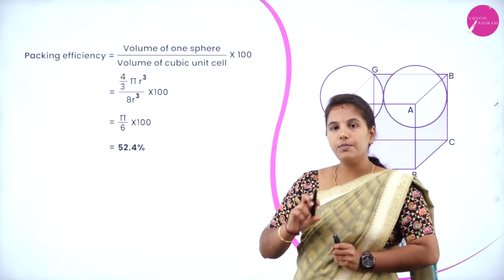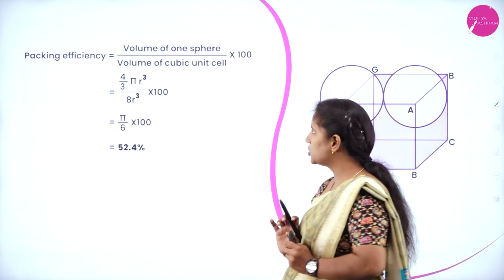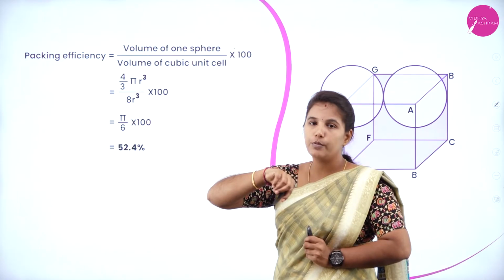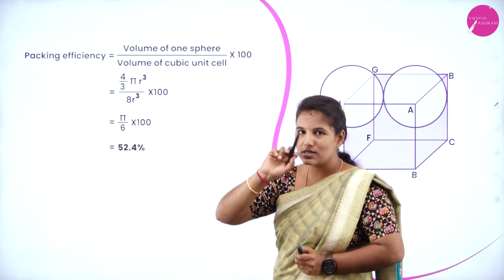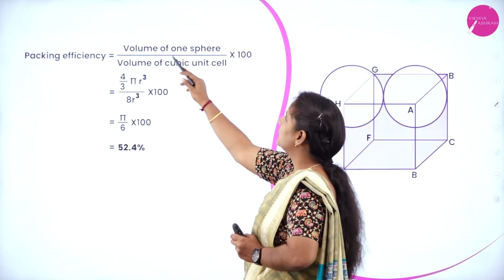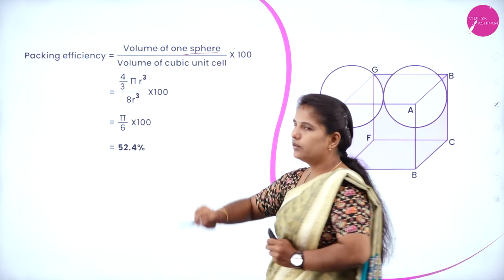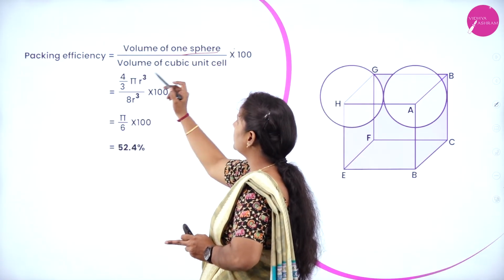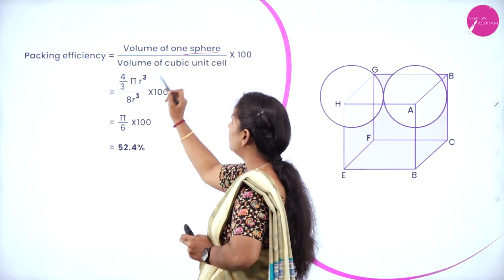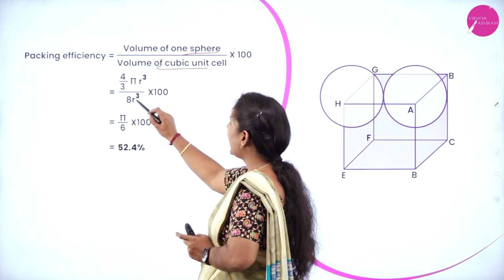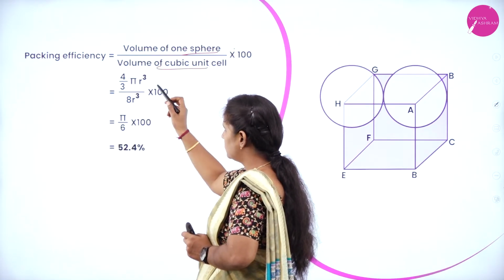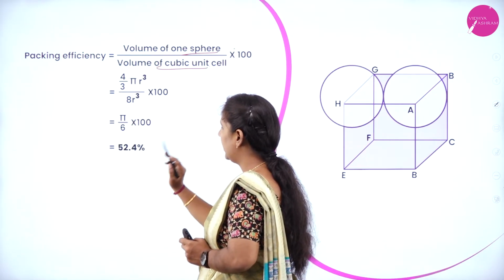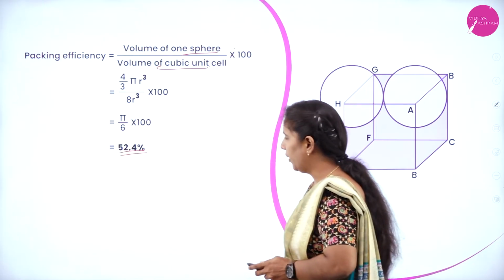Now you need to put in the formula: packing efficiency is obtained by the volume of the spheres divided by the total volume of the cubic unit cell. Since we are discussing the simple unit cell, it is the volume of one sphere divided by the volume of the cubic unit cell, into 100. The volume of one sphere is 4/3 pi r cube, and the volume of the cubic unit cell is 8r cube, into 100. It gets cancelled, and finally you get pi by 6 into 100. So you will get 52.4.